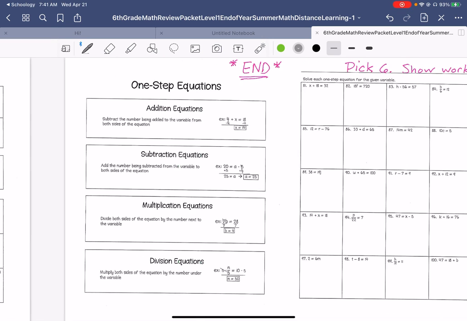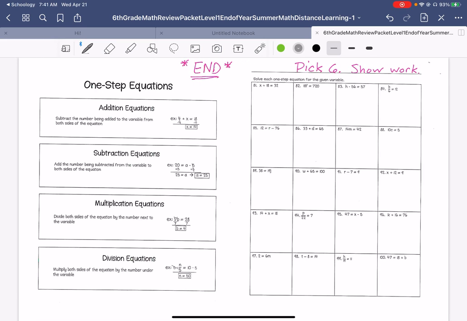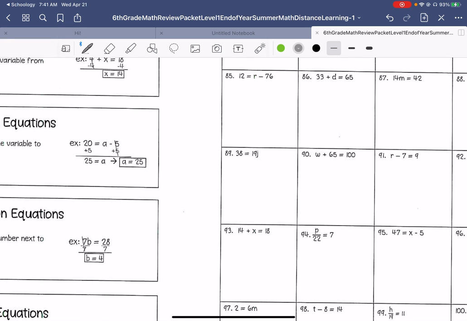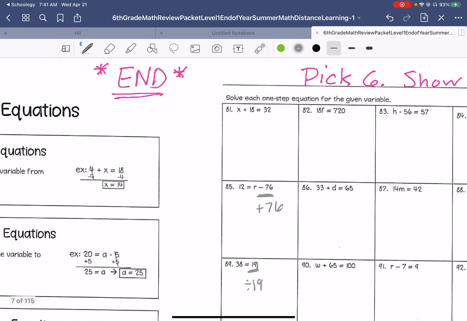Maybe you're really good with equations. And after that first page, you look to the end, you see this, go for it. Okay? You want to do the opposite of what is being shown. So instead of subtracting 76, you add 76. Instead of multiplying 19, you divide 19. Instead of adding 14, you subtract 14 from both sides. So again, you want to get that variable all by itself.